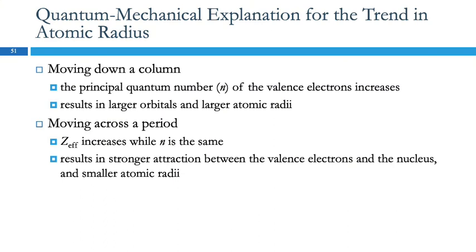Okay. So when we're moving down a column, we've got the principal quantum number increasing, which gives us larger orbitals and thus larger atoms. That's the one that we don't have much trouble with. Moving across a period, the effective nuclear charge is increasing, while n is the same. So those valence electrons are in the same principal level, but as you go across the period, the effective nuclear charge is getting bigger and bigger. So the effective nuclear charge is going to pull the electrons in a little bit, and that's why the atoms get smaller as you go across.